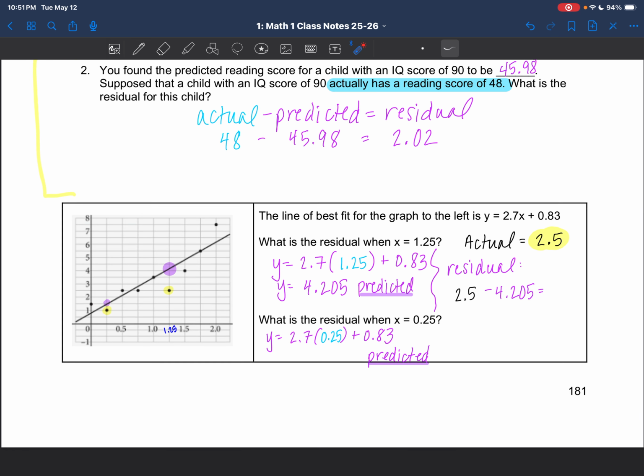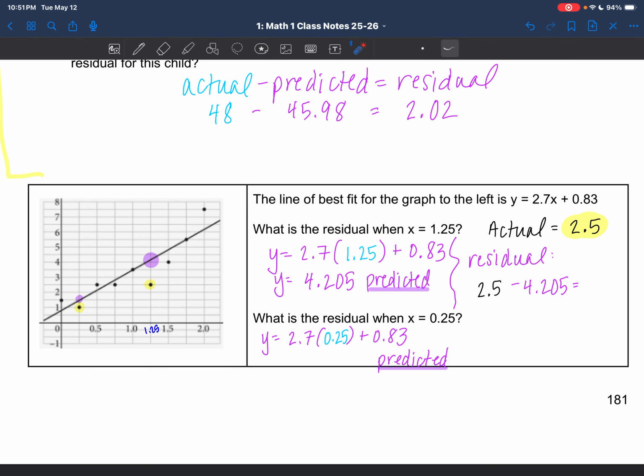All right, so now let's look at this next one. This one gives us a graph. It says the line of best fit, here's your equation. In order to find this, it wants to know the residual when X equals 1.25. So this is your predicted, all of this is your predicted. When it's 1.25, I substituted that into here and I got 4.205. If you look here, 1.25 is about right where it is. This is a little more accurate, but it's still your predicted value.